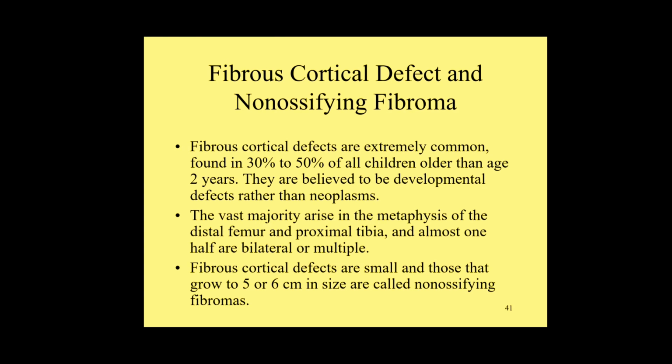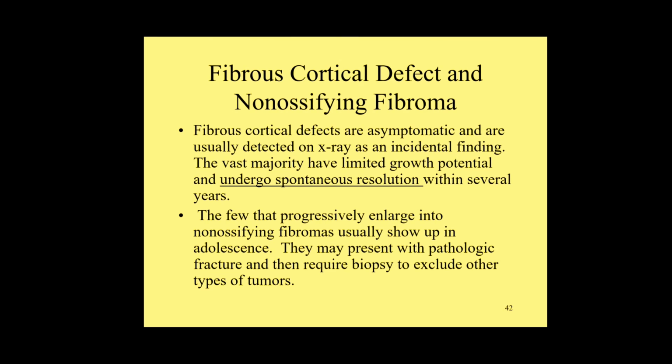It is mostly bilateral and multiple. Mostly the fibrous cortical defect is 0.5 centimeter in diameter, and if it goes beyond 0.5 and reaches the size of 5 to 6 centimeter, it is also called non-ossifying fibroma. On X-ray, it is an incidental finding and is usually asymptomatic, and it can undergo spontaneous resolution within several years. If it enlarges, it is called non-ossifying fibroma and may lead to pathological fractures in adults.